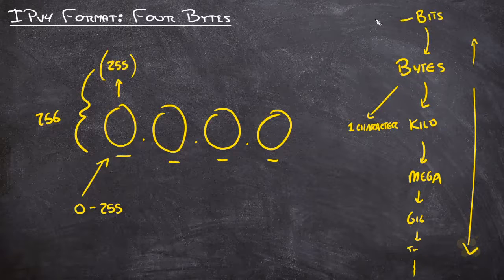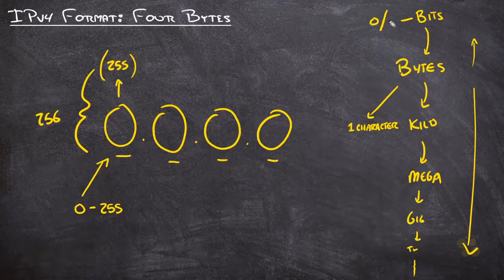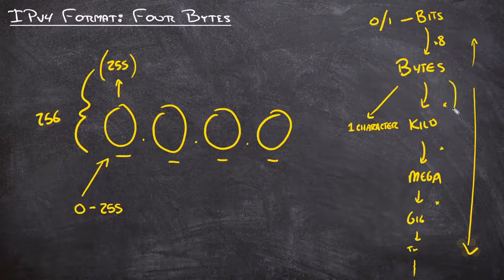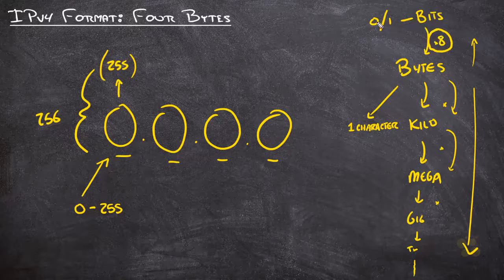But that's what a bit is. It's an on and an off, a 0 or a 1, and there are 8 of them. It ruins this whole scheme because we've got 1,000 here, 1,000 here, 1,000 here. Actually, technically it's 1,024 bytes inside of a kilobyte, 1,024 kilobytes in a megabyte, and so on and so forth. But when it comes to bits, we have 8 of them, 8 zeros and ones that go into each one of these bytes.